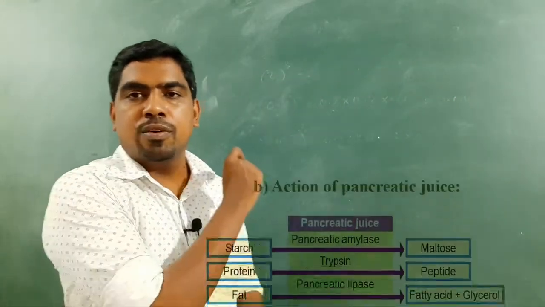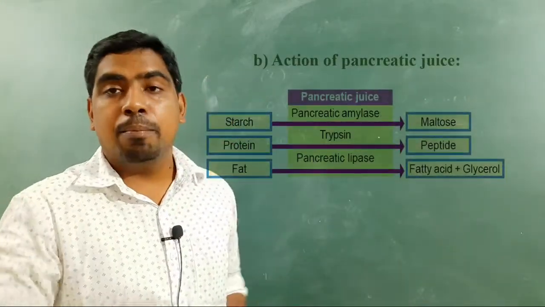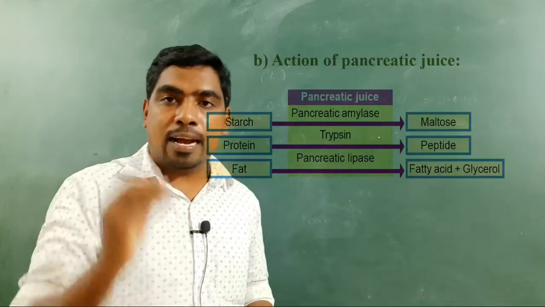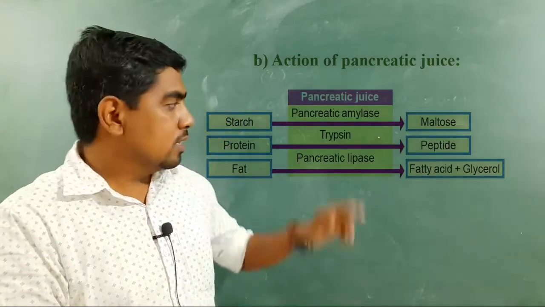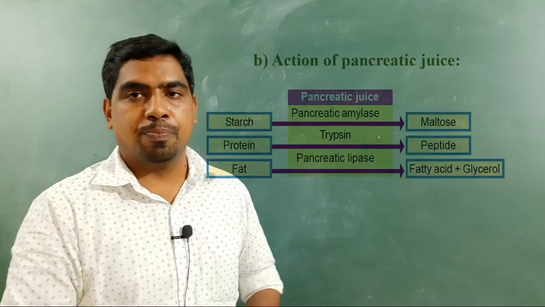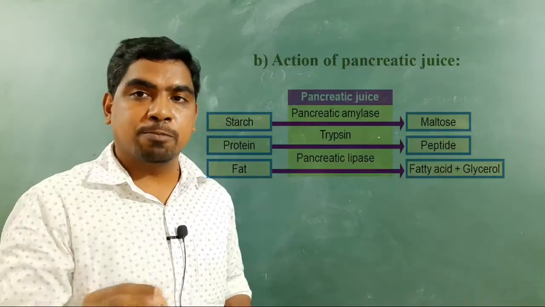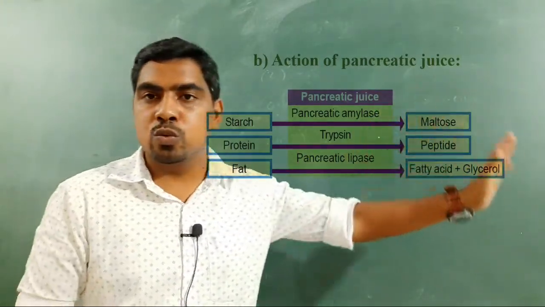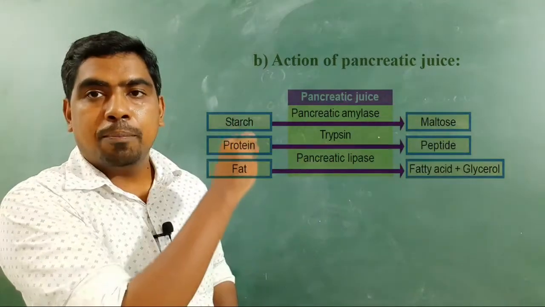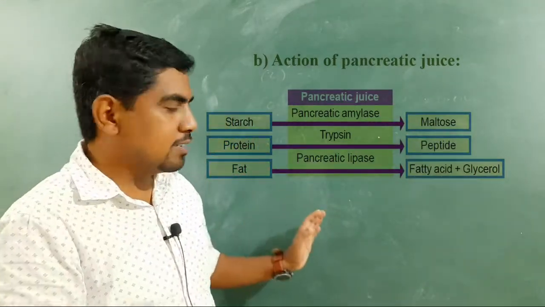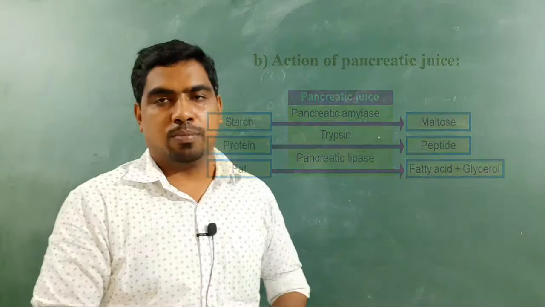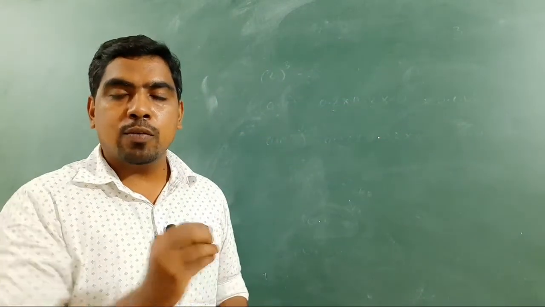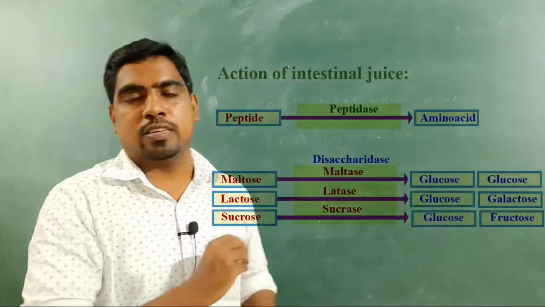Second, actions of pancreatic juice. By the action of the enzyme pancreatic amylase in the pancreatic juice, starch is converted into maltose. By the action of the enzyme trypsin, protein is converted into peptides, and by pancreatic lipase, fat is converted to fatty acid and glycerol. And third one, actions of intestinal juice or succus entericus.